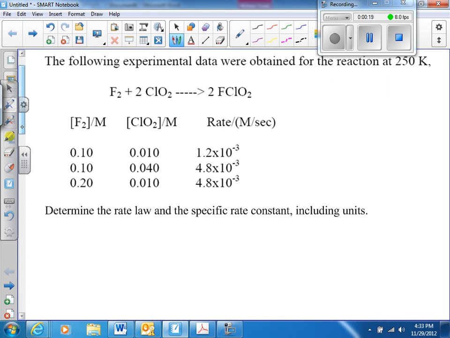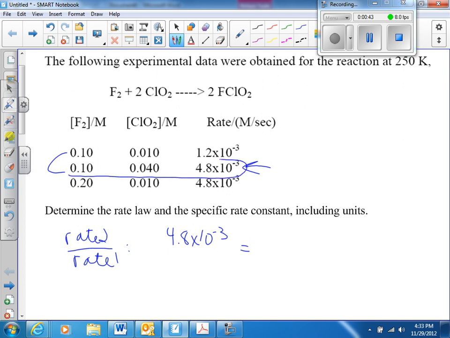I need to find two experiments where the concentration is constant, and I see that right here, experiments 1 and 2. I note that the rate for experiment 2 is larger than the rate for experiment 1, so I will do rate 2 over rate 1, and that will be 4.8 times 10 to the minus 3. Now I'm going to substitute all the information for experiment 2 in right here.